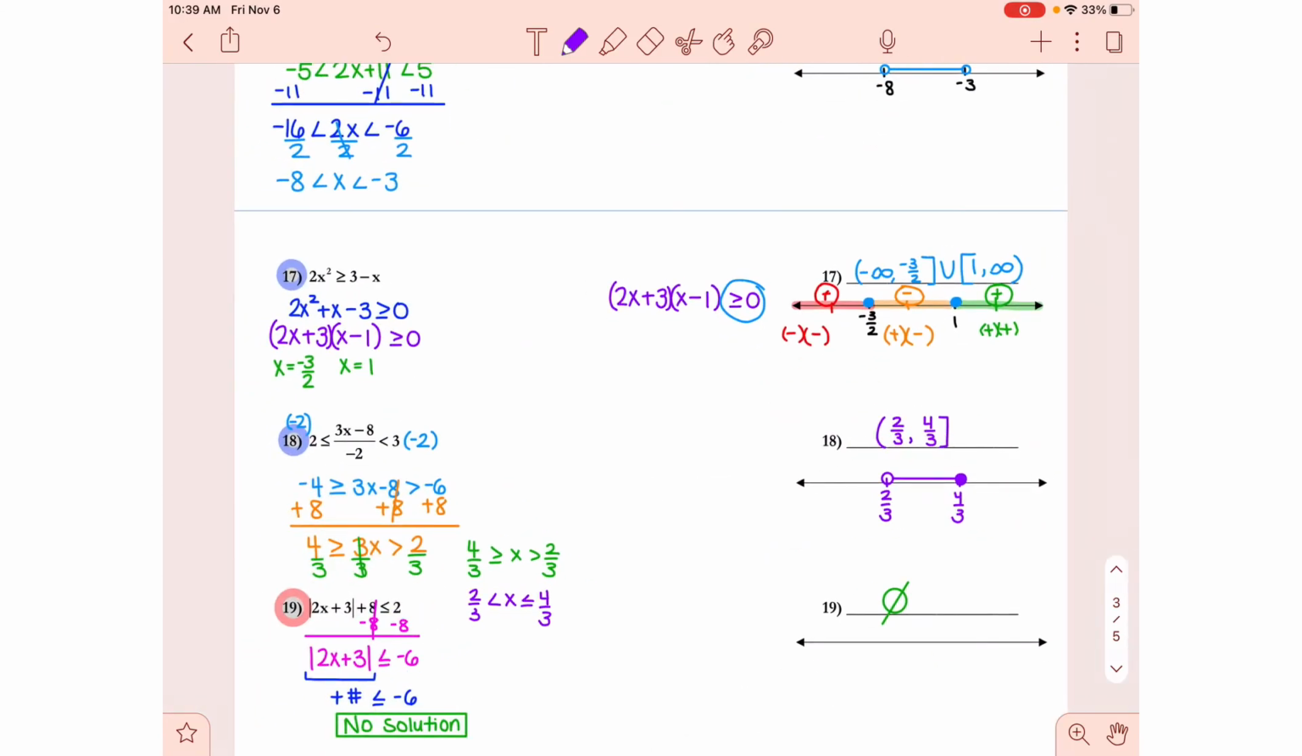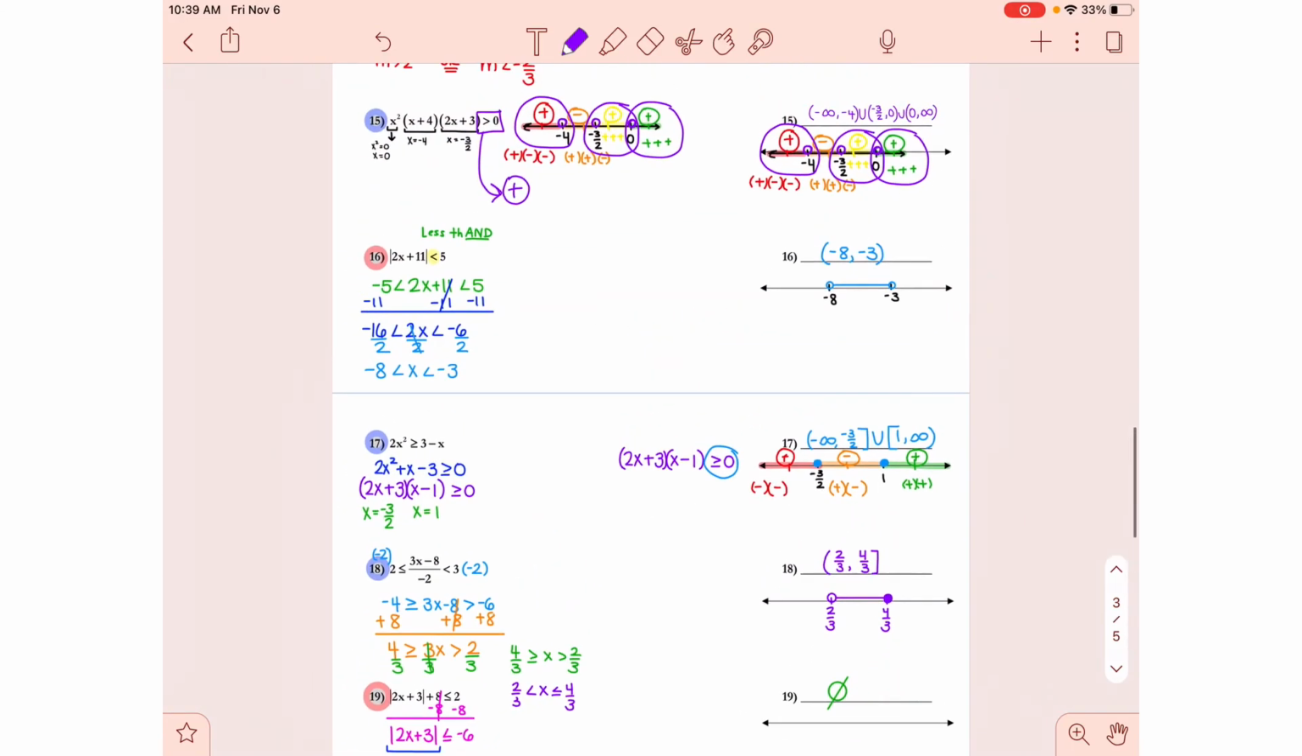So hopefully that helps with the quadratic inequalities, and then ending with just a sandwich notation problem where things are a little bit flipped around.